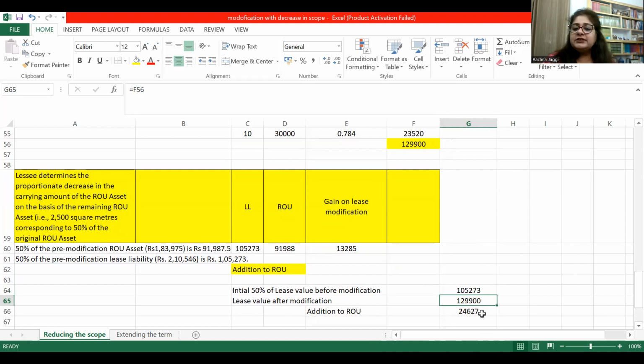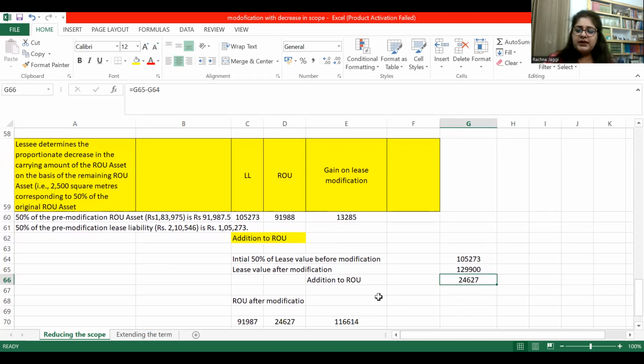So that means the difference is 24,627, with which I'll increase my lease liability in my books of account, and I'll adjust the ROU also, right? So my ROU will increase by 24,627. And the 50% of ROU which is there in my books of account is 91,988 plus 24,627. This gives me the modified ROU, right? So this is the way we will do the calculation on the reduction of lease liability.